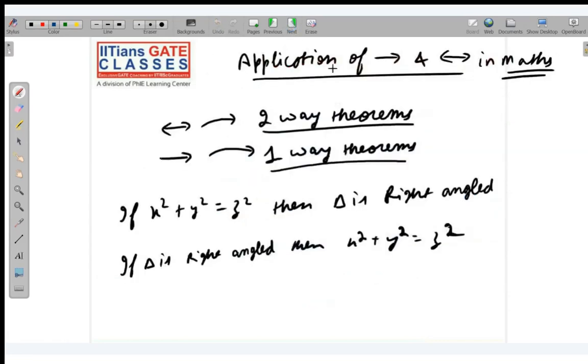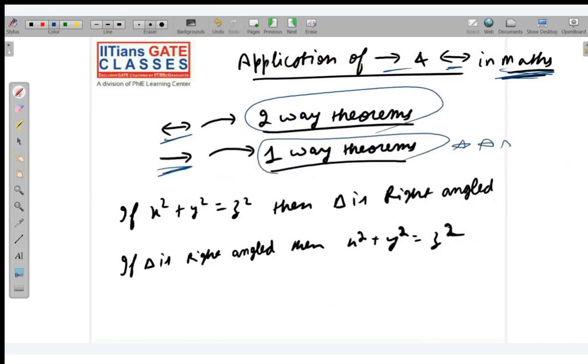So what is the application of implication and double implication in mathematics? Double implication is used for two-way theorems and implication is used for one-way theorems. They are very, very important. One-way theorems are very important because in the GATE exam you will find many true-false questions, and all these true-false questions can be answered from one-way theorems only. Okay, so let me show you something about two-way theorems first.